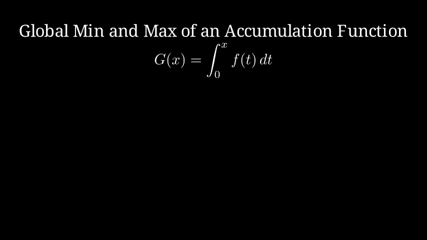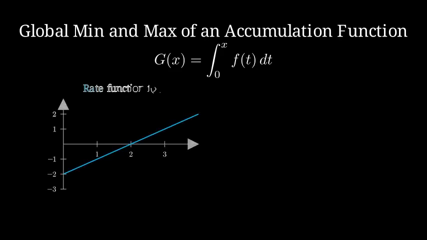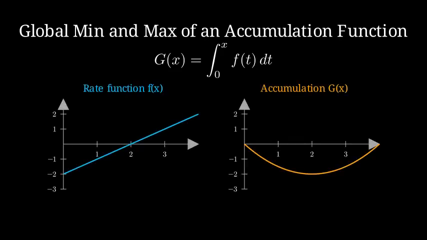Now let's graph both functions side by side, so we can see the story clearly. On the left is the rate function f of x, and on the right is the accumulation function g of x. We will use f of x equals x minus 2 on the interval from 0 to 4. We will use a moving dot to track the x value.